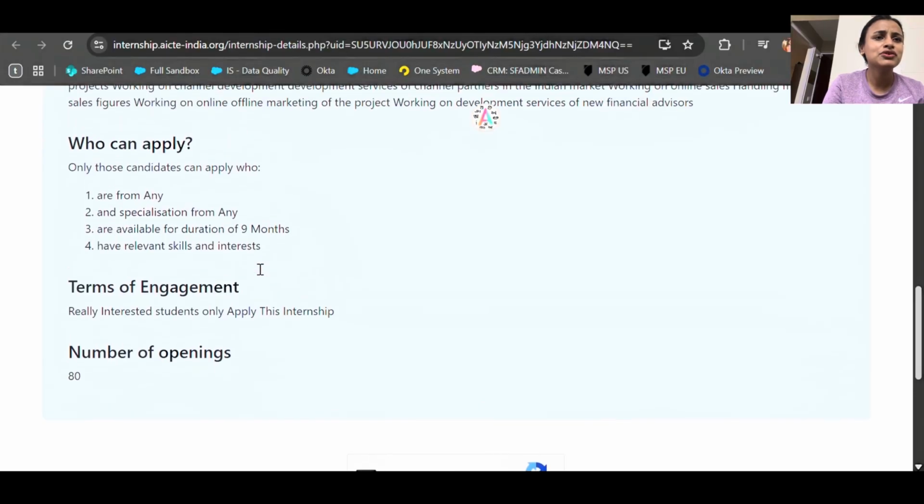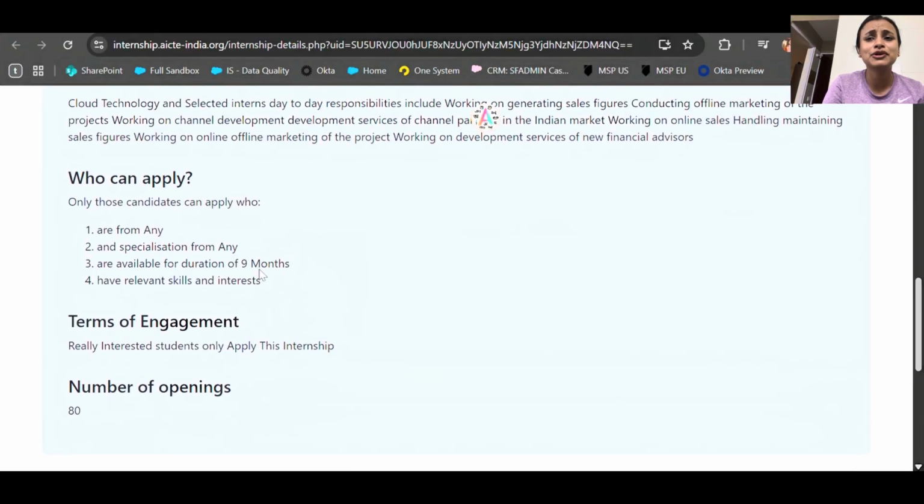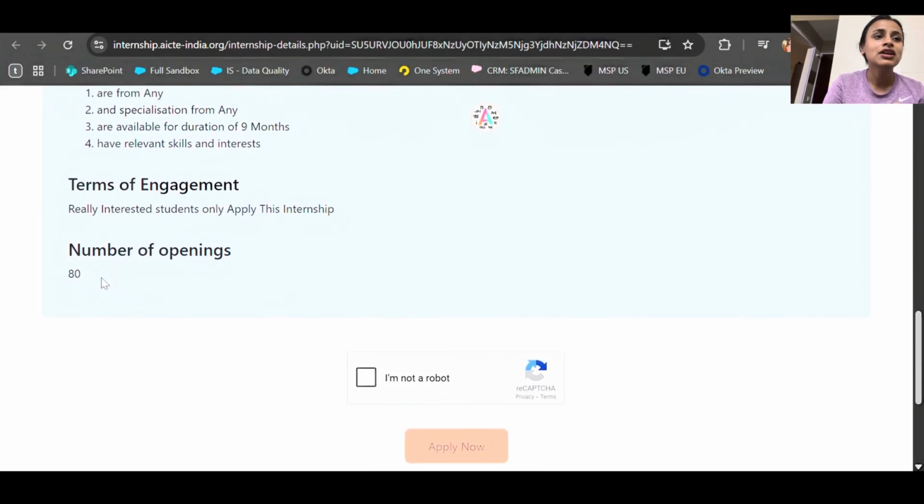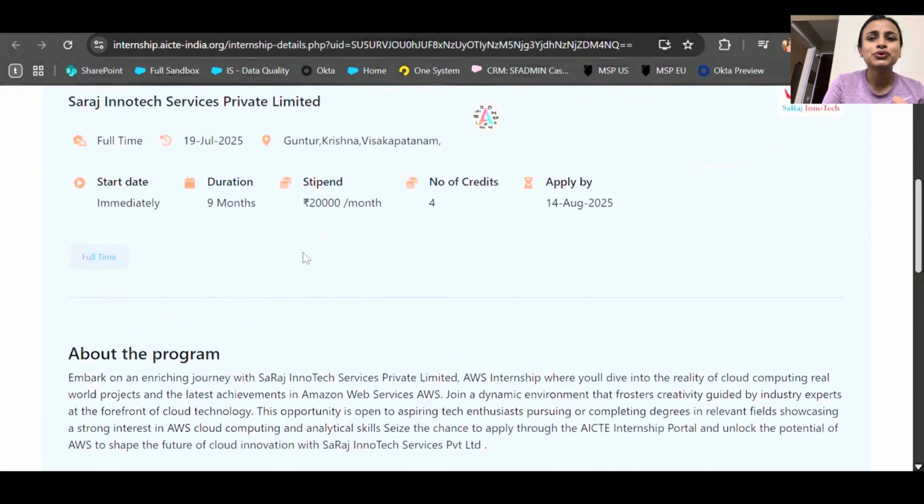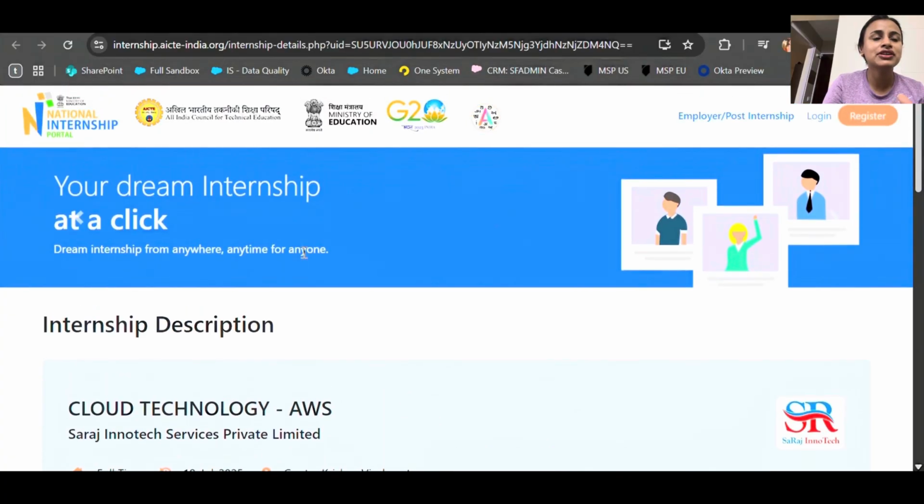Only really interested students should apply, because they are not interested in people who just apply and do not show up, because the number of openings is only 80. So they are considering people who are actually interested in AWS.